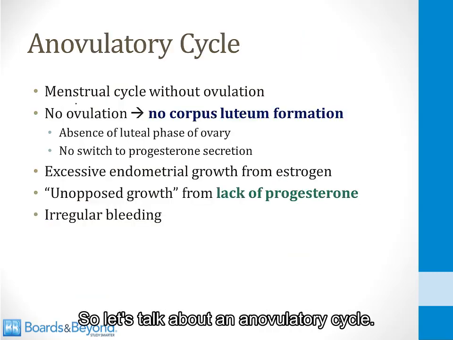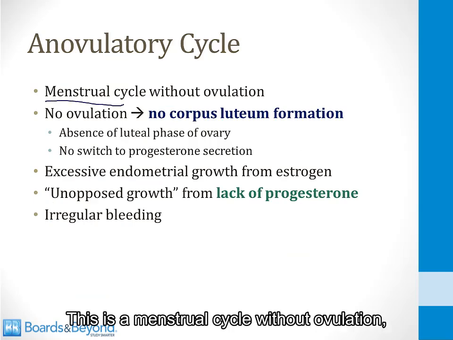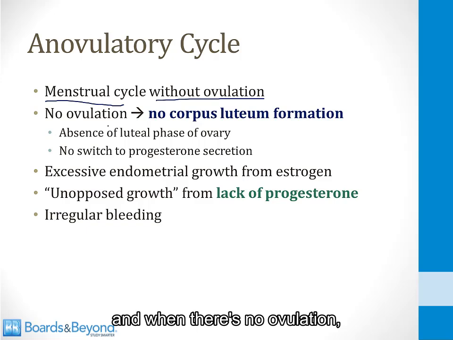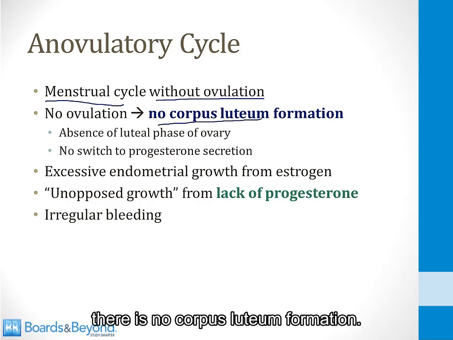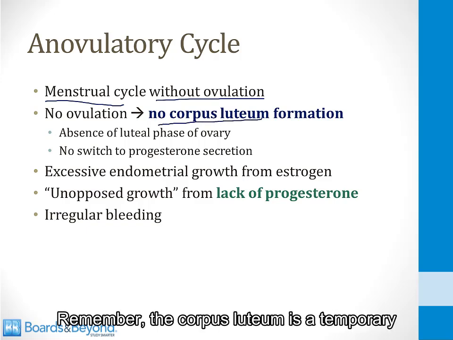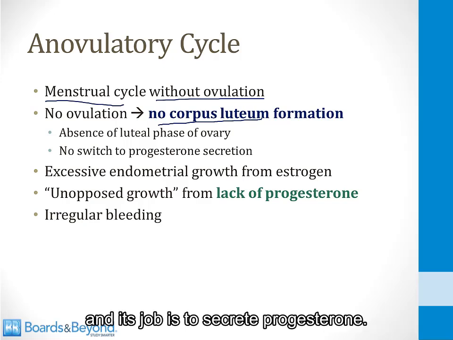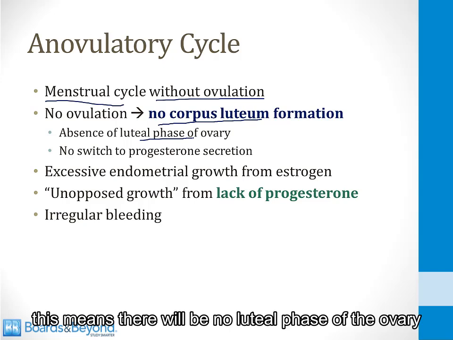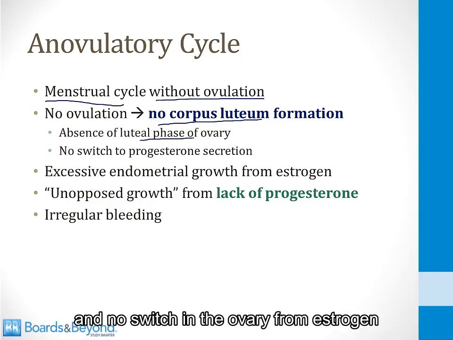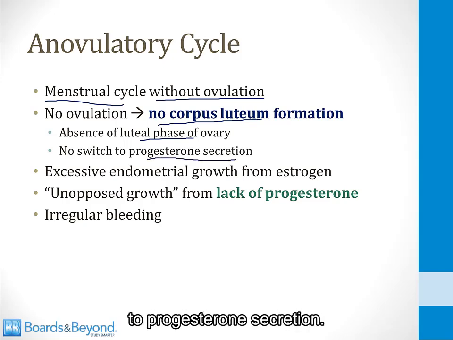So let's talk about an anovulatory cycle. This is a menstrual cycle without ovulation, and when there's no ovulation, there's no corpus luteum formation. Remember, the corpus luteum is a temporary endocrine structure that forms each menstrual cycle, and its job is to secrete progesterone. So when there's no ovulation and no corpus luteum formation, this means there will be no luteal phase of the ovary and no switch in the ovary from estrogen to progesterone secretion.